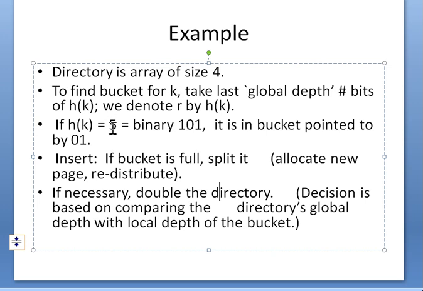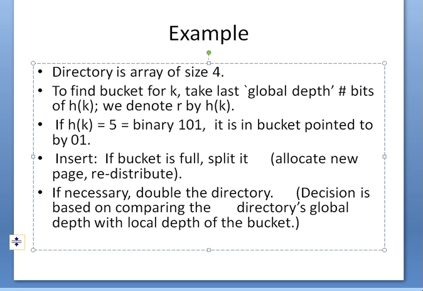For example, I am looking for the record with roll number 5. What is its binary value? 101. Now what are the lowest bits here? 0, 1. Let's say I'm taking the two lowest bits, 0, 1. Now 0, 1 will be the bucket in which 5 will be stored.